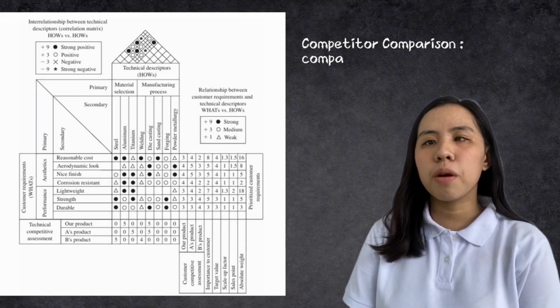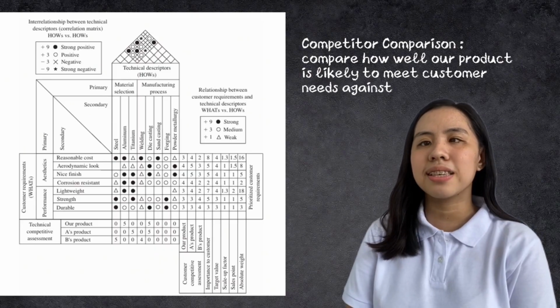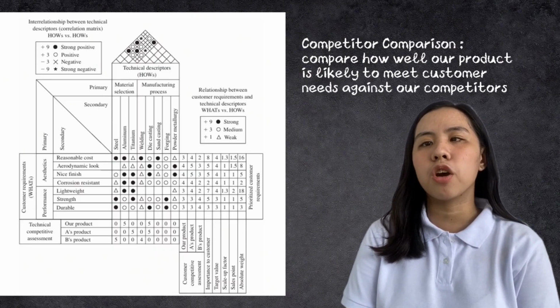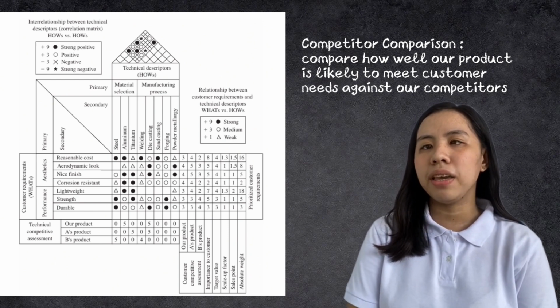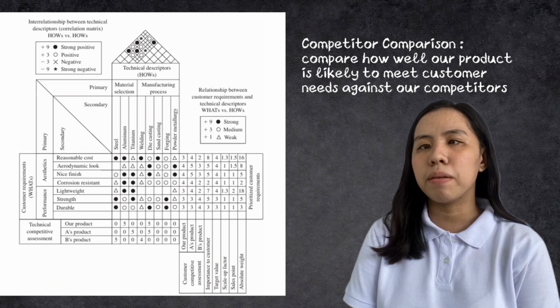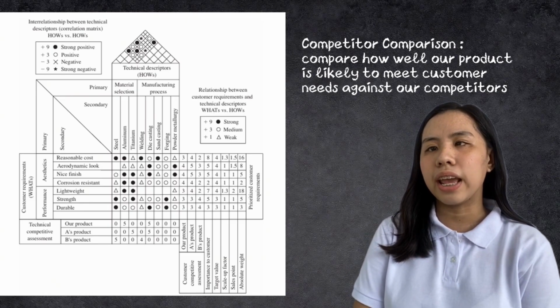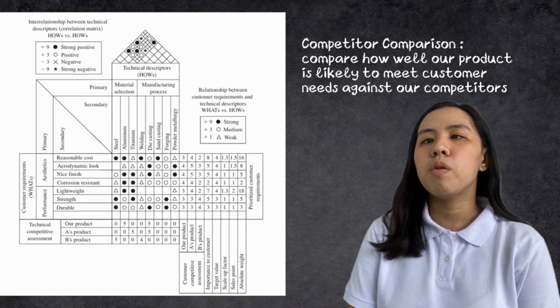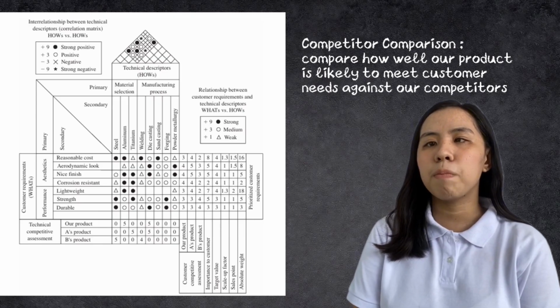Now, let's talk about competitor comparison. This section allows us to compare how well our product is likely to meet customer needs against our competitors. We usually rate on a scale from 1 to 5, with 5 being the highest level of customer satisfaction. So for the lightweight requirement, our handlebar stem might rate a 4 because it is light, which is good, and this might be on par with competitor A, but better than competitor B, who might only rate a 3. This comparison helps us see where we stand in the market and where we can improve.